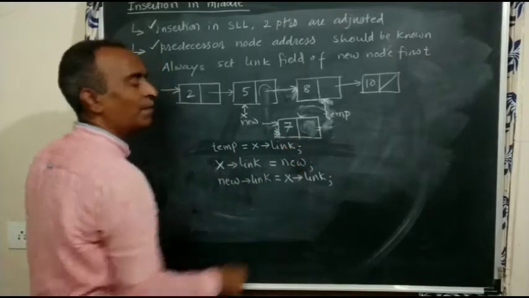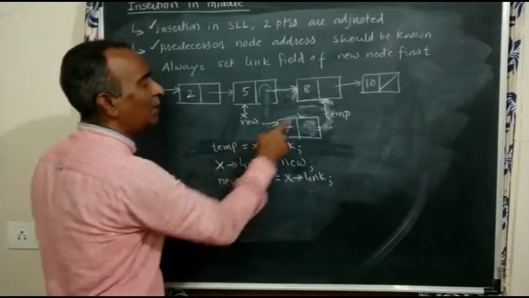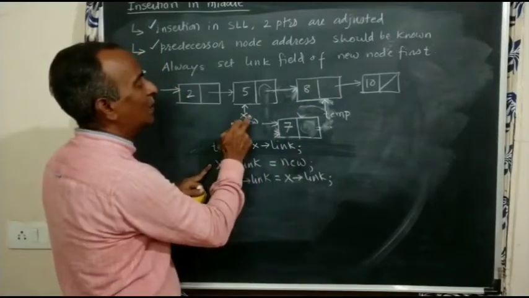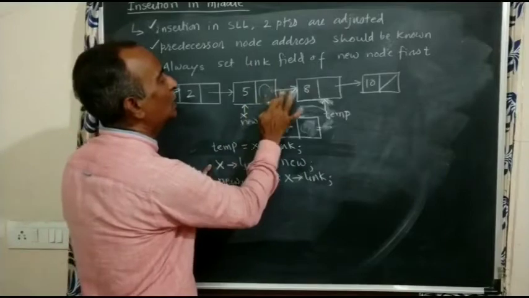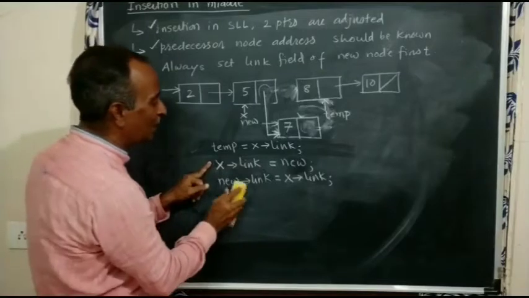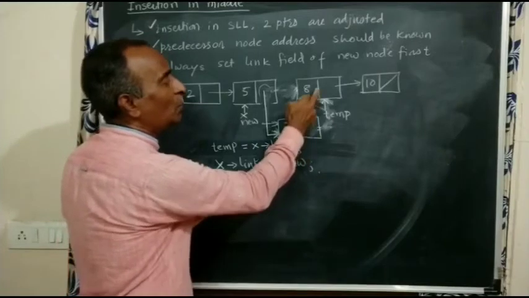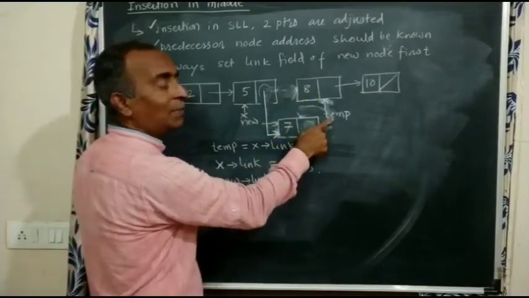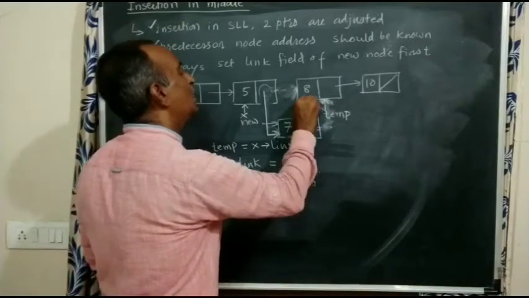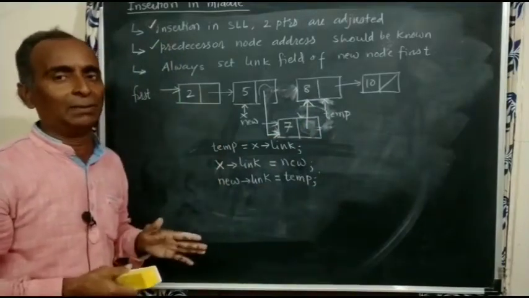You can do this. X link is pointing currently to this node. This node's address we have given in temp, so temp is pointing to this node. Then new is given to X link. This X link you are setting, so this pointer you are changing. Now after this, new's link you have to set. New's link should point to this node now. Earlier this node's address we saved in temp, so temp is given. So this is the other way. So what is the current status of all the links, that you should know while writing the statements, right?